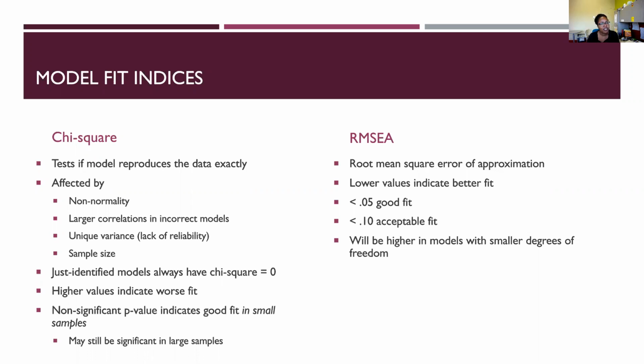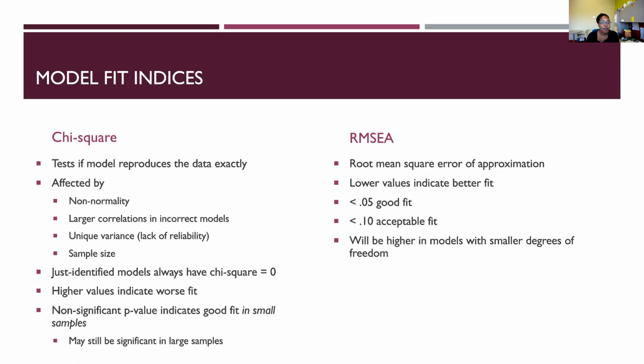And then the biggest problem with chi-square is that the larger your sample size gets, the larger the chi-square is going to be. So it's basically hard to have a very good chi-square if you have a large data set, which seems like a problem because usually you want to have a big data set. This is why people will report chi-square, but they don't really put a lot of stock into it, because those bigger samples are just not going to pass the chi-square test, so to speak. So a just identified model is going to have chi-square equals 0, and higher values equal worse fit. So we like to use other measures besides chi-square.